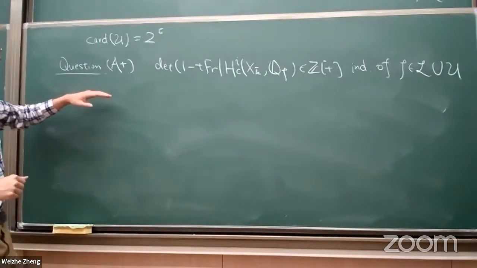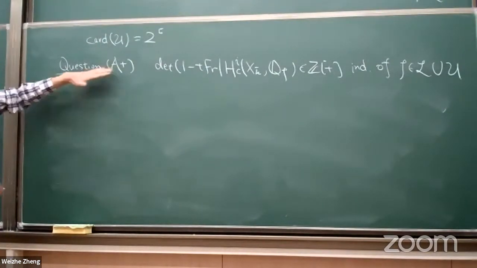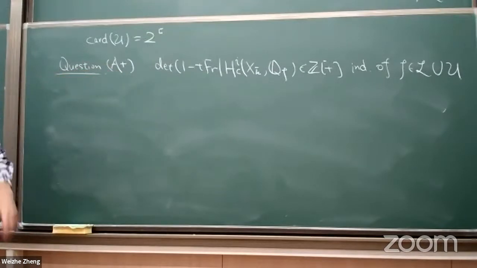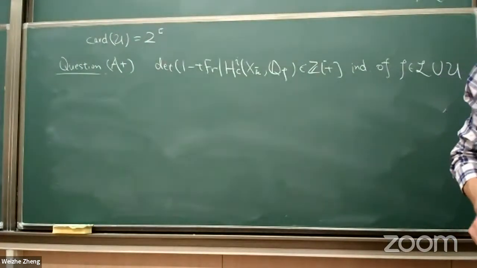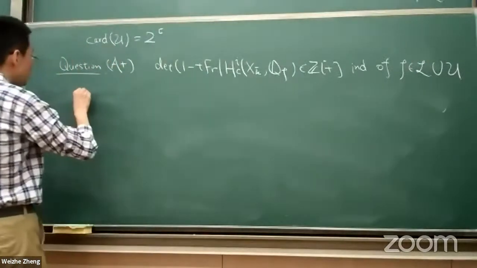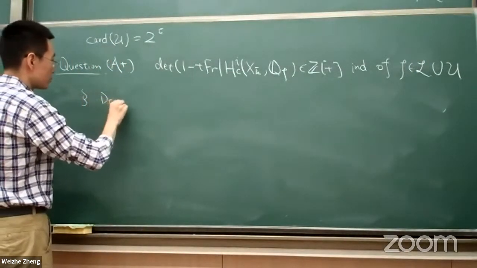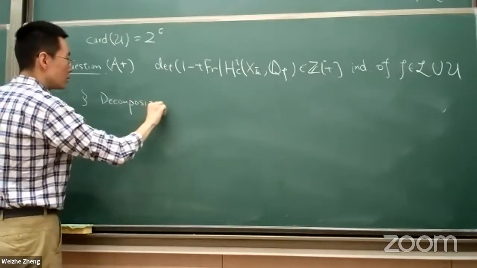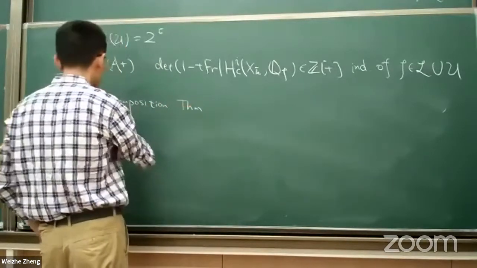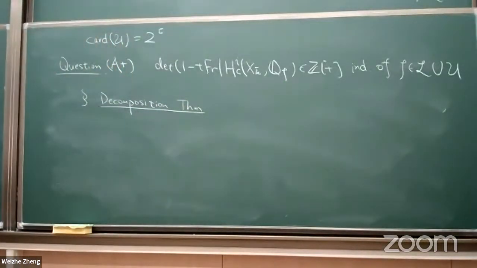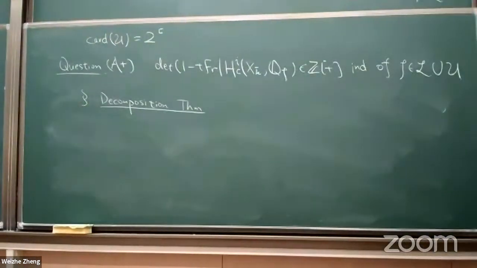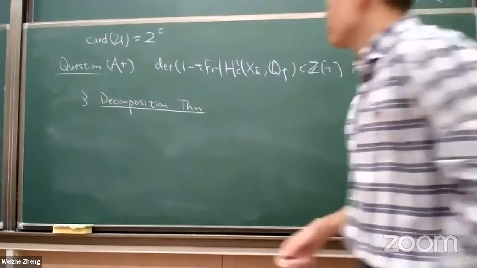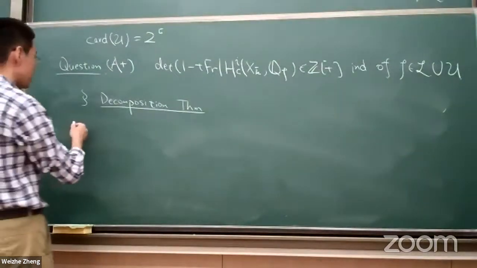And every time we prove capital A and small b, we actually prove this version A plus. Okay. Now let me move on to the decomposition theorem, which is an ingredient in our proof. Now there are several versions of the decomposition theorem. Let me recall the very simple version.